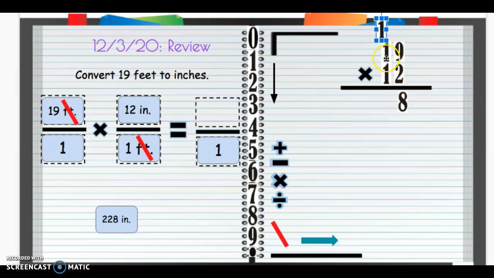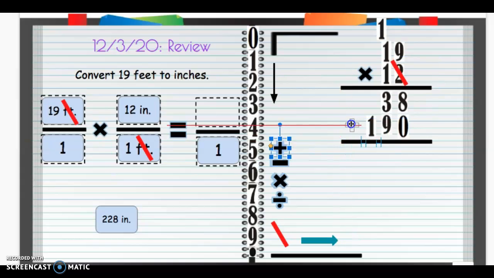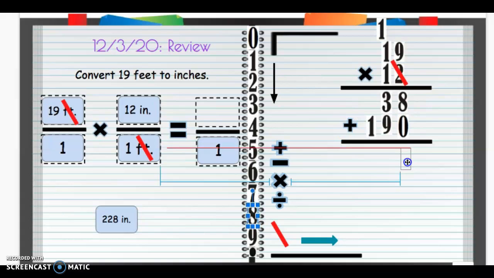2 times 1 is 2, plus 1 is 3. So you have your 3. Put your 0 below because you're crossing off that 2. So now 1 times 9 is 9. And then 1 times 1 is 1. And then we add those up. We add them up. You get 8 plus 0, 8. 9 plus 3, 12.